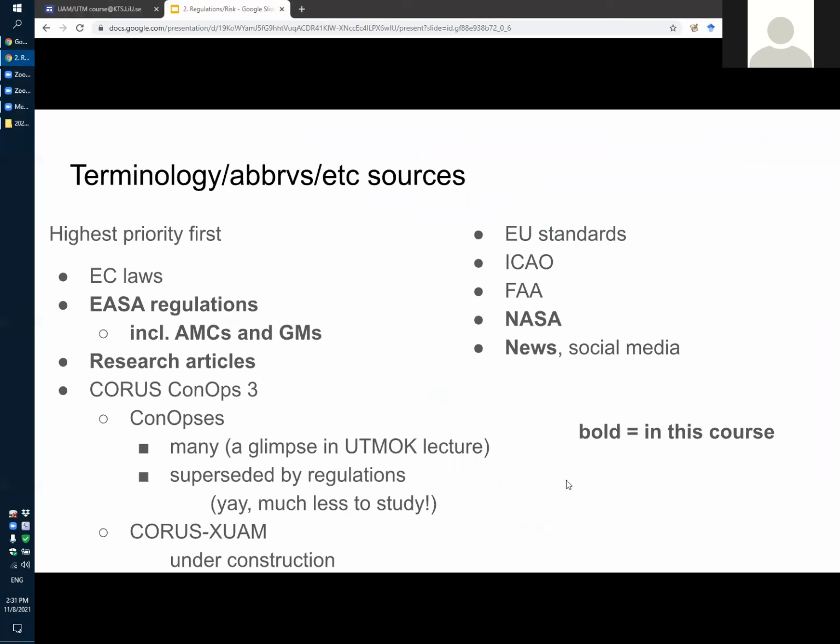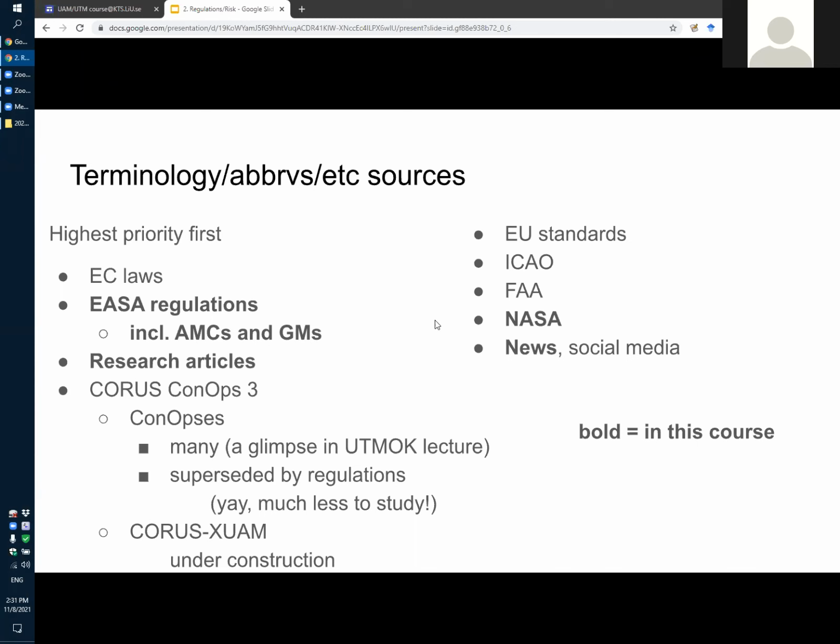Okay, so returning to the terminology, abbreviations, and other notions: sources. Again, there are quite a few places from which you can get them, but you should understand which sources have higher priority and which have lower priority. Of course, the EU laws are the most important. I'm not a lawyer, so we don't cover these in the course, and I don't know if they contradict EASA regulations. Hopefully not, but if they do, of course, you have to abide by the laws.